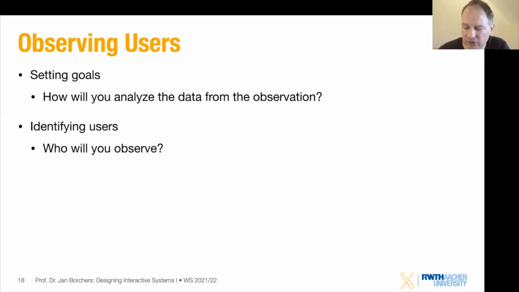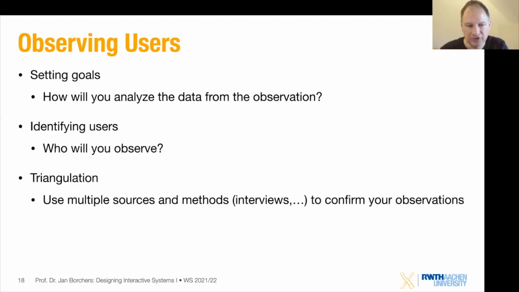We like to triangulate. What I mean by this is you use multiple methods and sources to confirm your observations. Ideally, you observe people and then you interview them and talk to them, for example, to confirm your observations and to see whether you missed something.